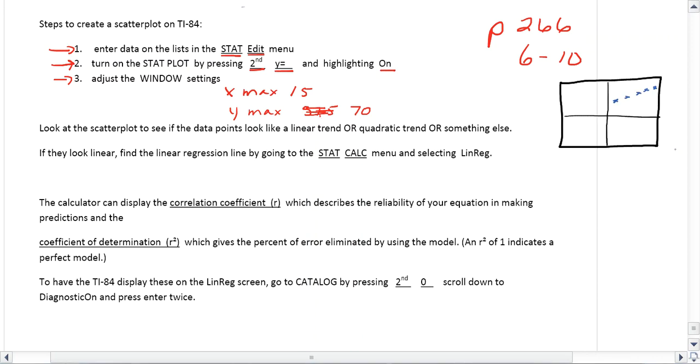If you entered everything on your calc and you turned on the stat plots, your calc screen should look something like this. You should see all 5 points graphed. And now we look at it and we use our human reasoning to ask, is this a linear trend or is it a quadratic trend or maybe something else that we'll learn later? And this is clearly linear. So now we know that yes, they look linear. We're going to find the linear regression line.